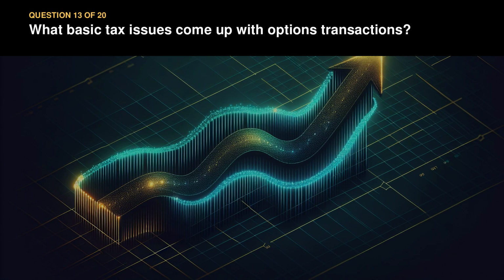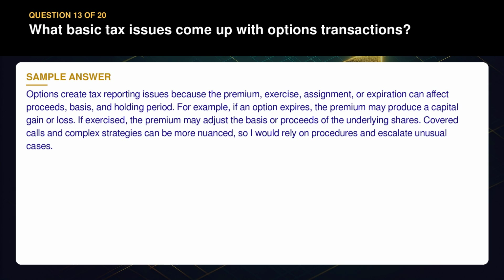Question 13. What basic tax issues come up with options transactions? Options create tax reporting issues, because the premium, exercise, assignment, or expiration can affect proceeds, basis, and holding period. For example, if an option expires, the premium may produce a capital gain or loss. If exercised, the premium may adjust the basis or proceeds of the underlying shares.